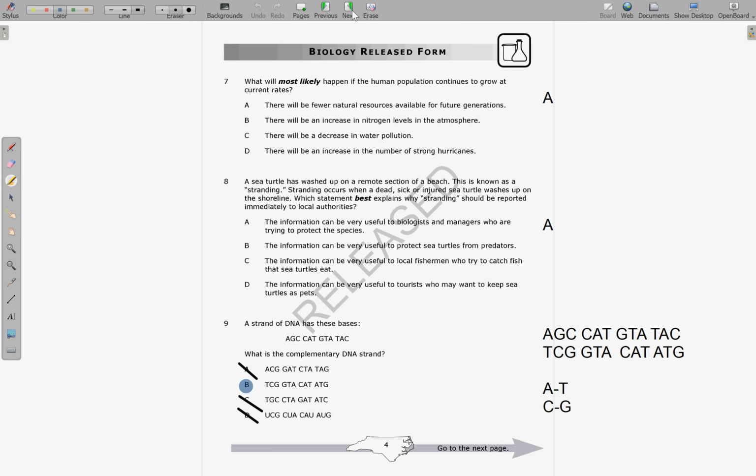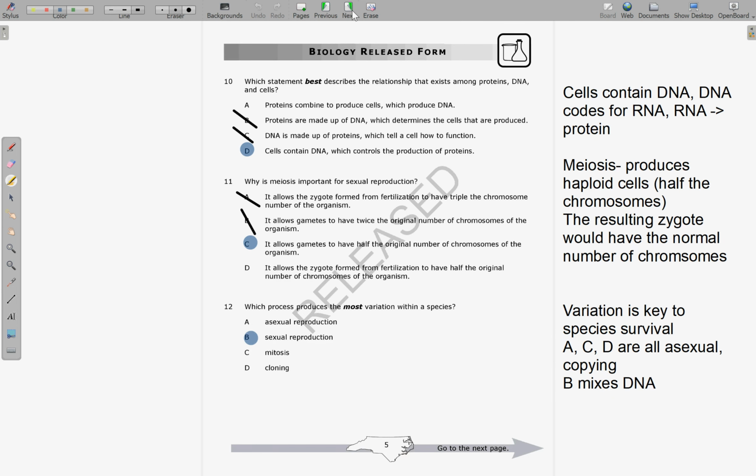Number 9, all right, the important thing with questions like number 9 is you've got to pay attention to what you are given and what you need to produce. This question is giving you DNA and it's asking for DNA, so you just have to make the complementary strand. Remember, the A always bonds to T and C always bonds to G. Remember the central dogma of biology: DNA, RNA, protein.